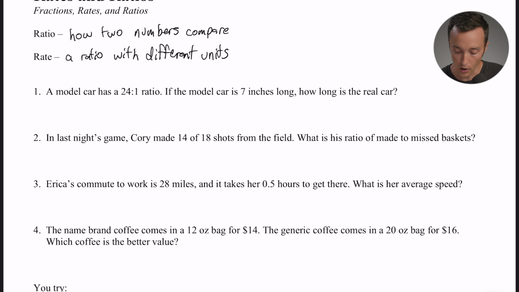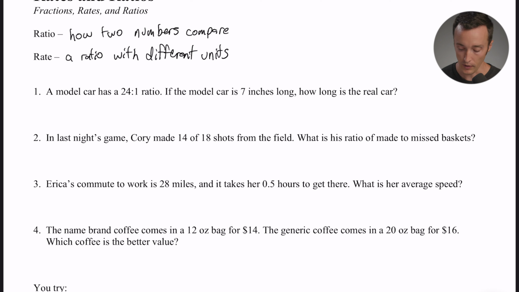So it says a model car has a 24-to-1 ratio. That means that for every 1 unit in the model car, the real car is 24 times larger. And that's a pretty common ratio for model cars. So it says if the model car is 7 inches long, how long is the real car?